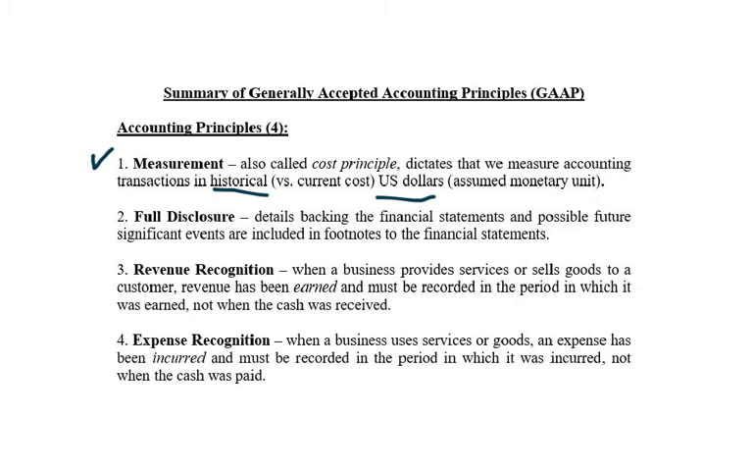Right, so that's the one telling us we've got to use historical versus current costs because it's more verifiable. That was the bottom line there.